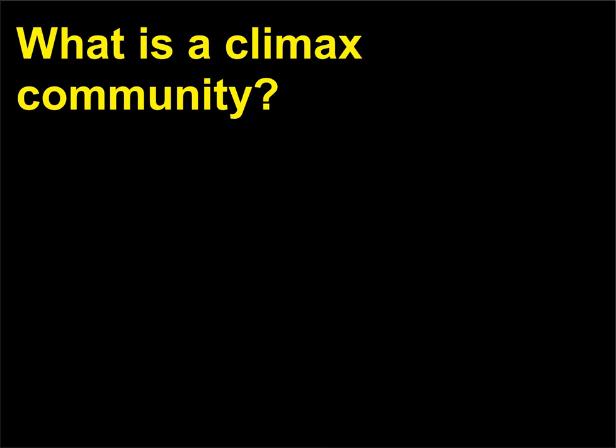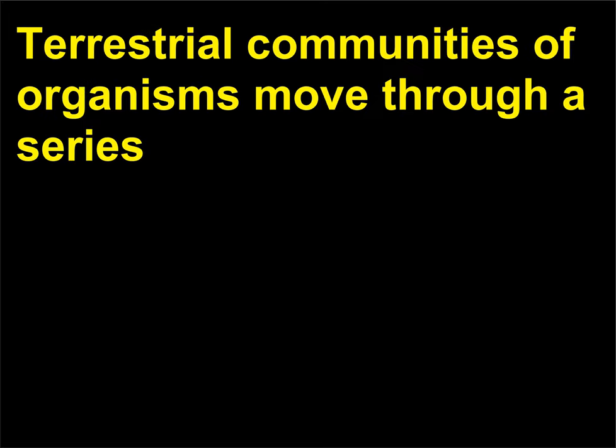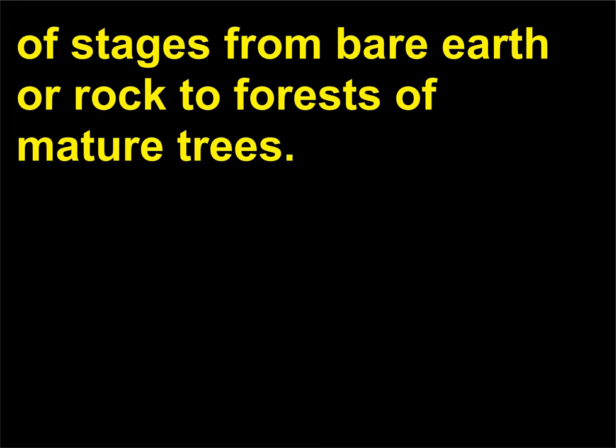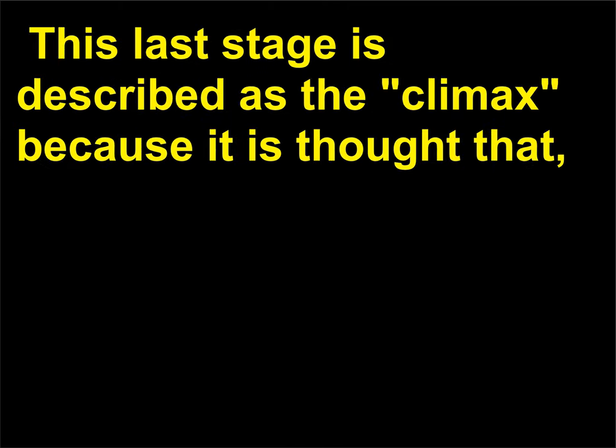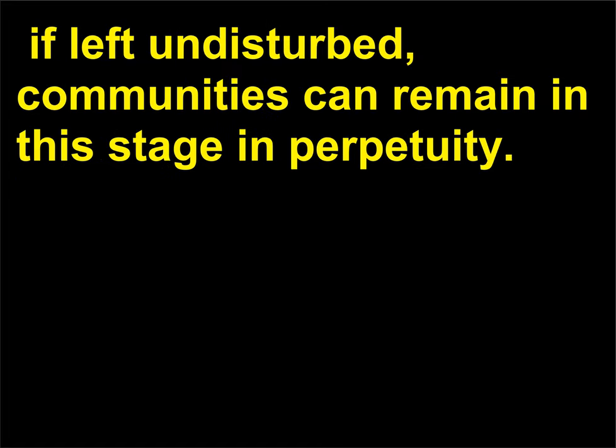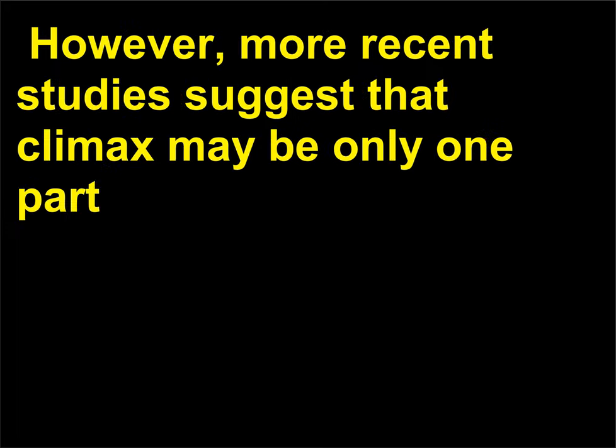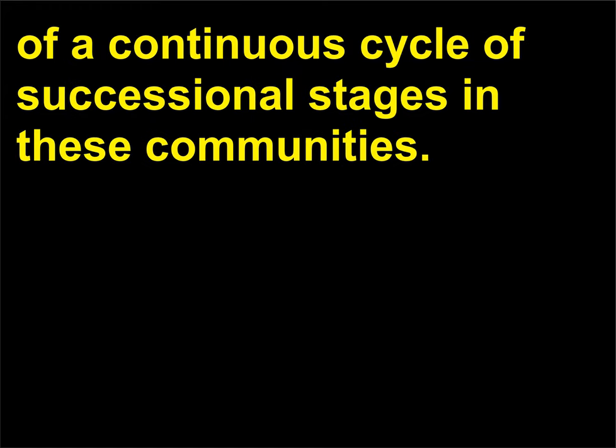What is a climax community? Terrestrial communities of organisms move through a series of stages from bare earth or rock to forests of mature trees. This last stage is described as the climax because it is thought that if left undisturbed, communities can remain in this stage in perpetuity. However, more recent studies suggest that climax may be only one part of a continuous cycle of successional stages in these communities.